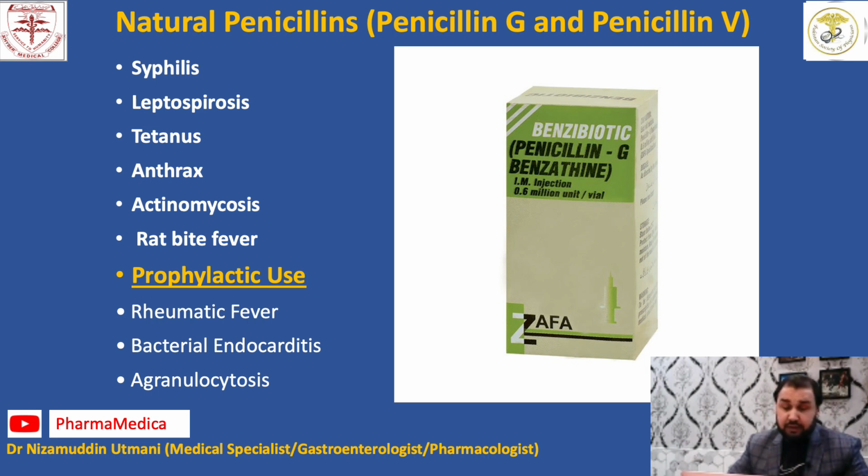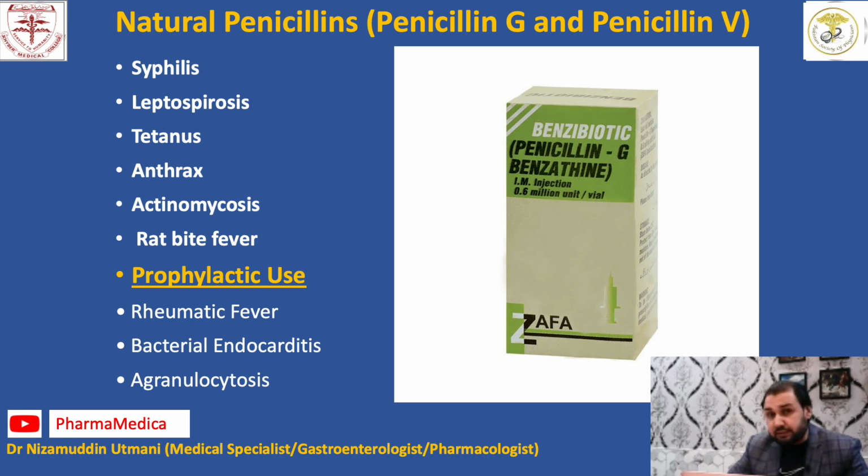For leptospira, again, leptospira is an emergency and we need to use these drugs on a daily basis. So we usually use benzyl penicillin rather than benzathine penicillin. For tetanus, again, we use benzyl penicillin rather than benzathine penicillin. For anthrax, you can use even the benzyl, you can use the benzathine. And for rat bite fever and actinomycosis, again, we can use benzyl penicillin.